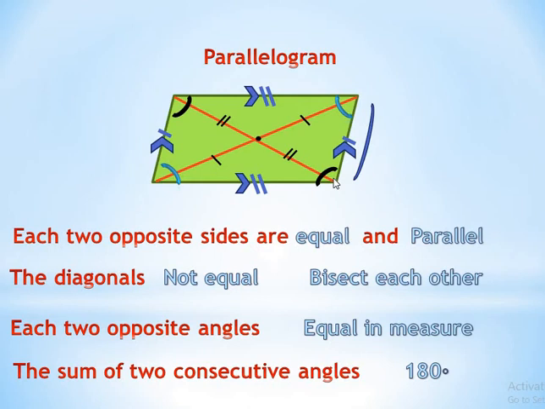So we know that. Let's remember the properties of the parallelogram. Number one, each two opposite sides are equal and parallel. The diagonals are not equal but bisect each other. Keep this property well, because the diagonals in all shapes bisect each other. Each two opposite angles are equal in measure. The sum of two consecutive angles equals 180.